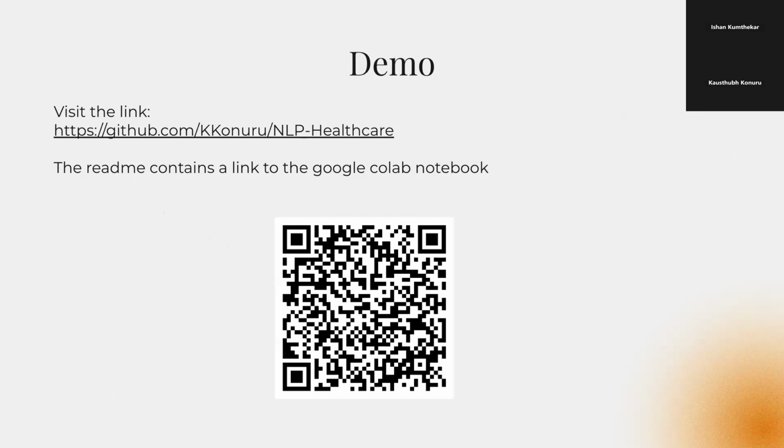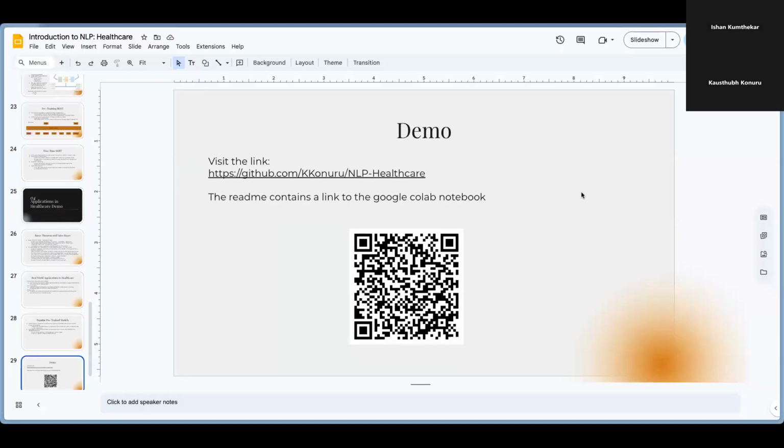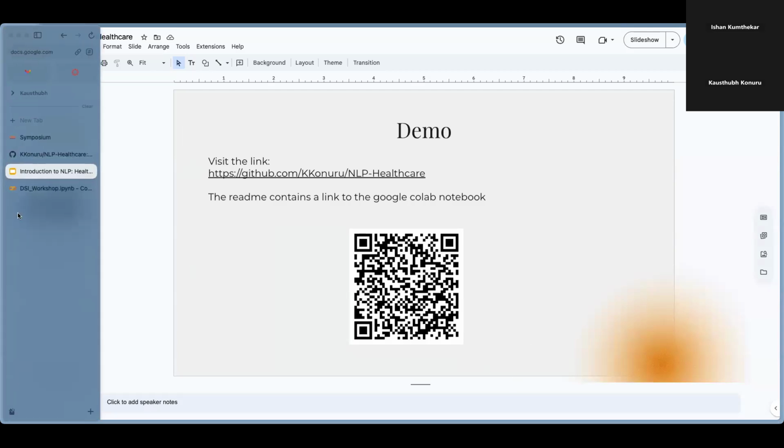All right. The last thing to cover is a demo. We have a Colab notebook that demonstrates how to implement the models. If you want to access it, you can type in the link right here or use the QR code that will get you the Colab notebook. The GitHub will have a README page with the Colab notebook link, and you can access it from there. All right, I'm going to switch over to the Colab notebook.